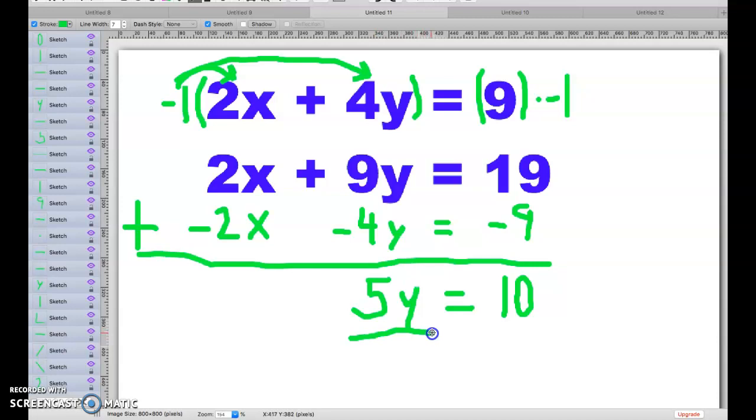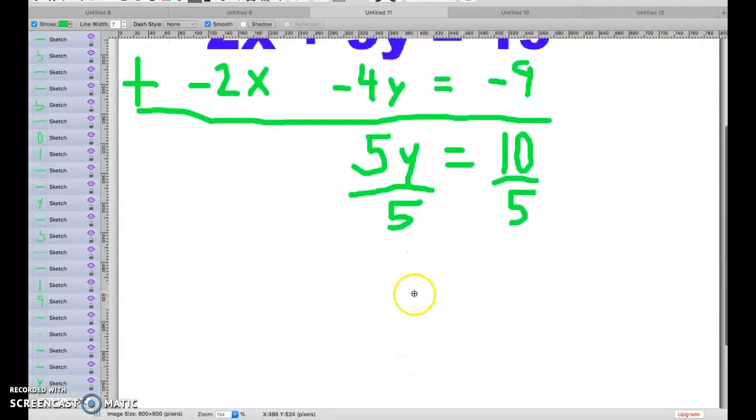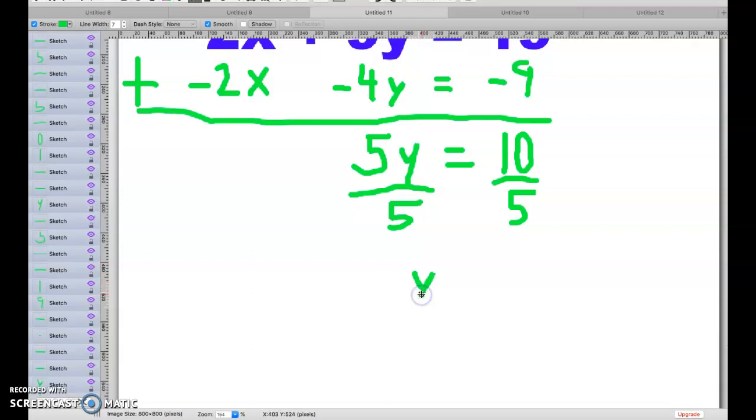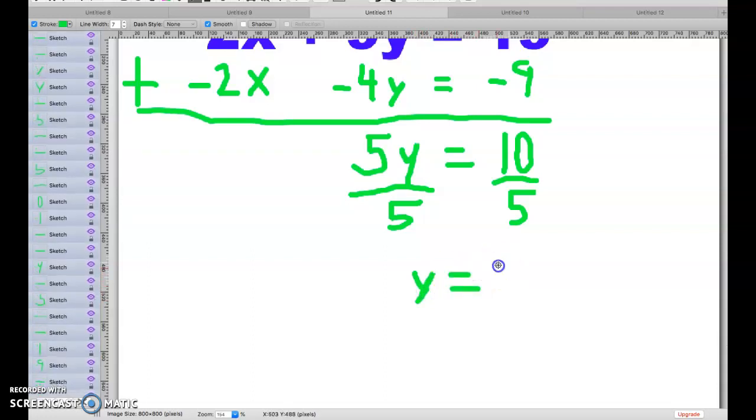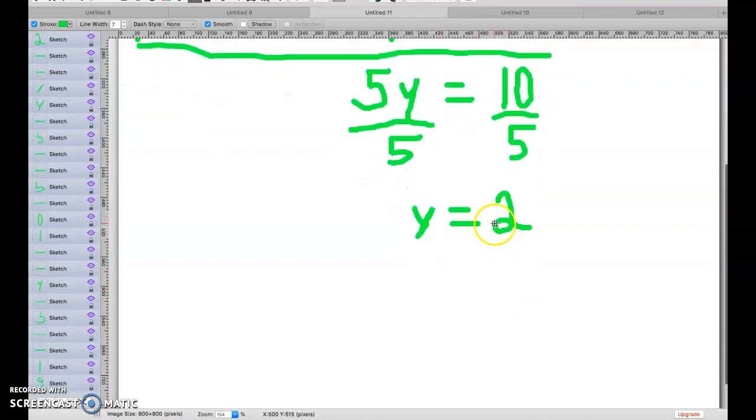Undo multiplying by 5 by dividing by 5. So I do that on both sides of the equation because both sides of the equation need to mean the same thing. So y equals 10 divided by 5, which is 2. So that's the first part of the solution for this problem.